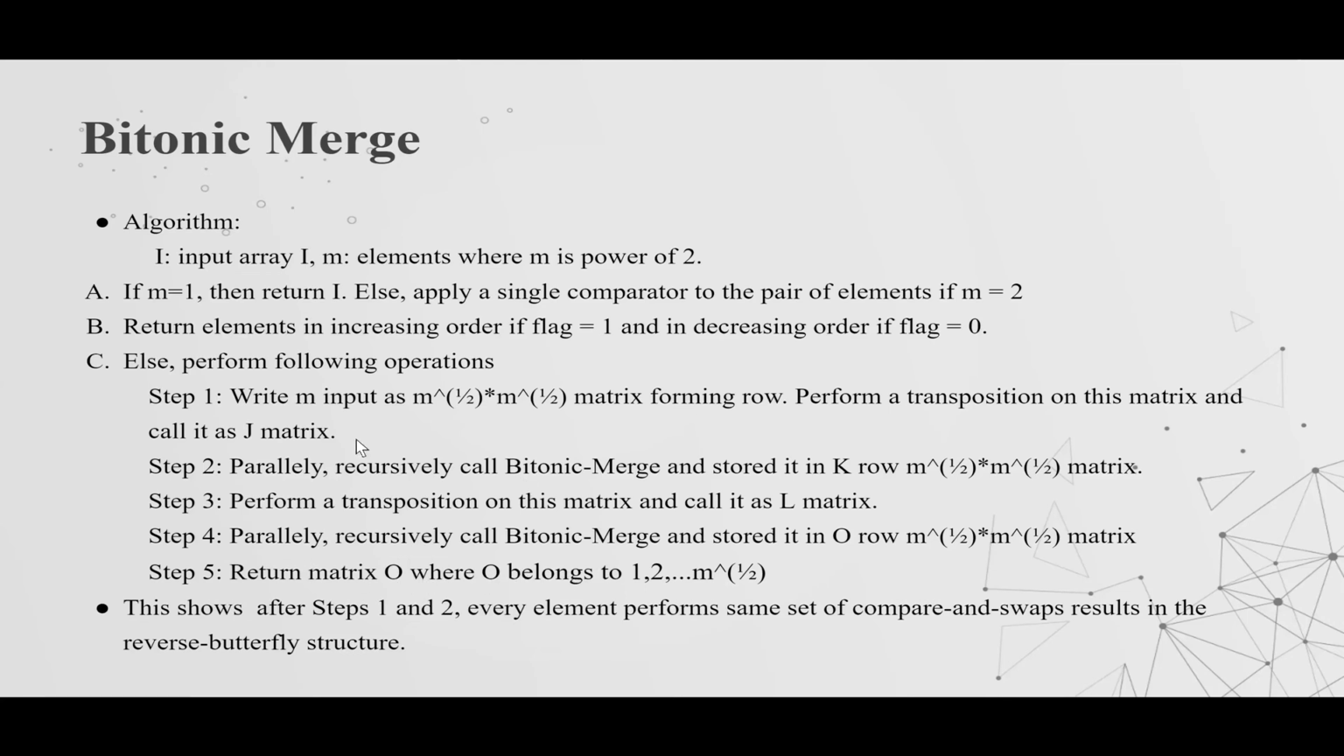So steps 1, 2, and 3 together evaluate the first root M layers of the butterfly network, which proves that this algorithm implements a reverse butterfly network. In this algorithm, every element performs the same set of compare and swaps with the correct elements predicted in the reverse butterfly structure. Then step 3 does a reverse transposition and rearranges the output into the same order as they appear in the original reverse butterfly network.